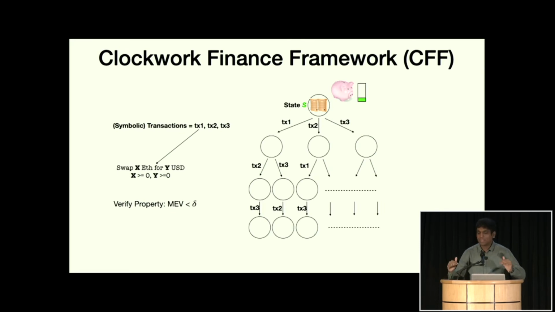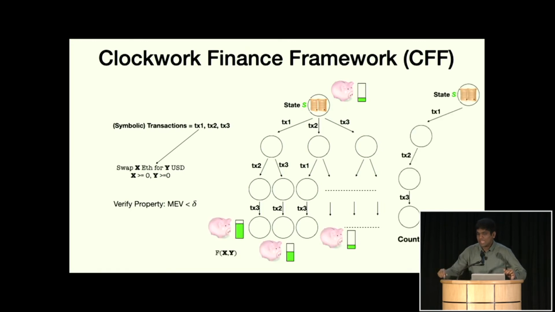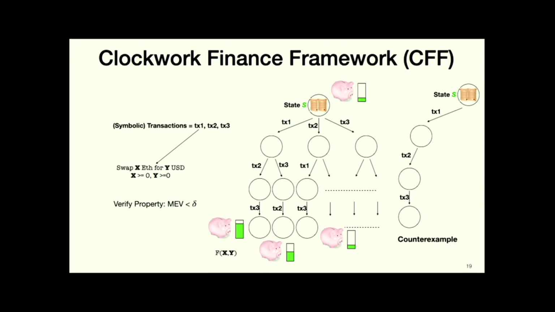What is happening under the hood behind the Clockwork Finance Framework is it's basically reasoning about all the paths, which means all the reorderings of these transactions. And then it checks whether the MEV on each of these paths is less than delta, and if so, I would give you a proof. If it's not less than delta, for example, in the first path where you execute transactions 1, 2, and 3, it will actually give you a counterexample trace. And in some sense, that's like an MEV strategy.